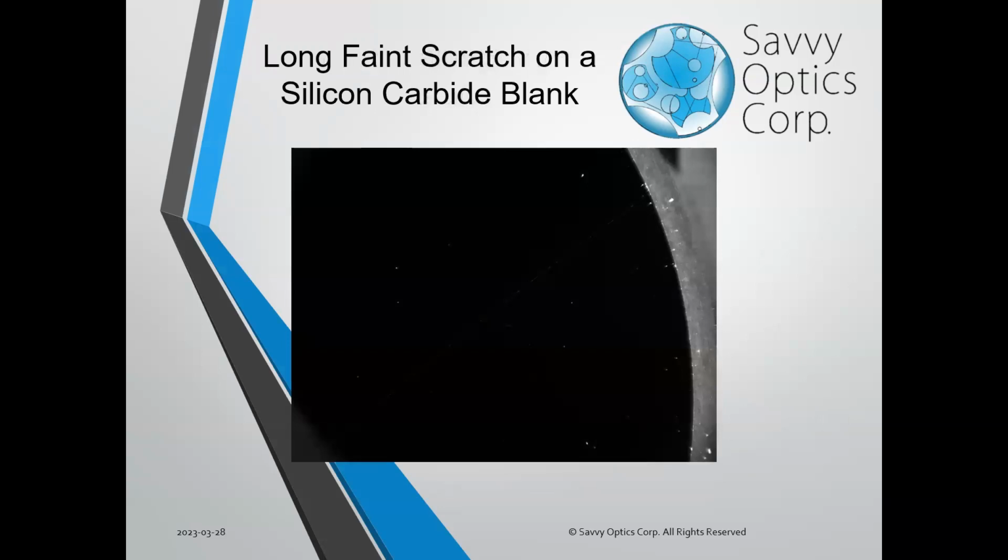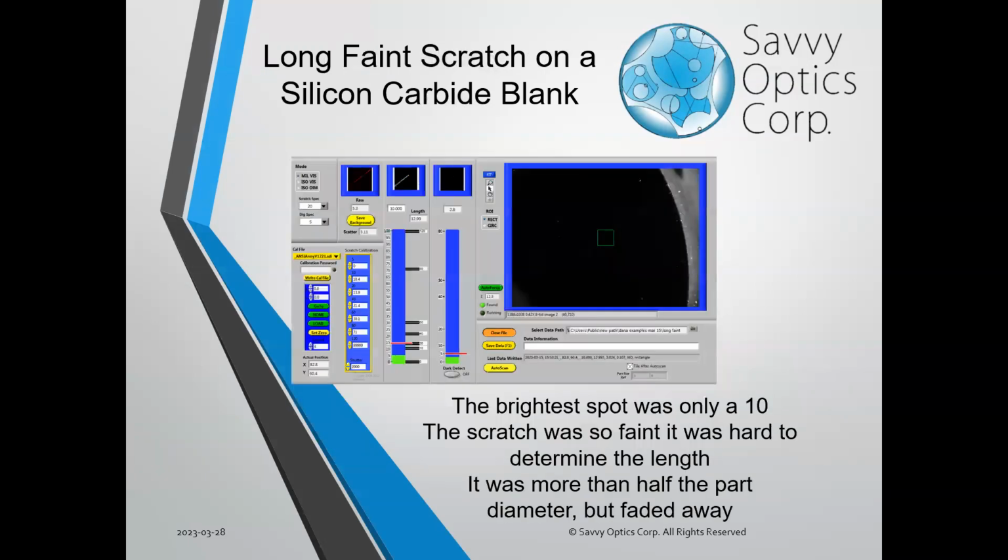This is a much more common type of scratch. It's a long, faint scratch, and these are pretty common, especially on harder glasses. This particular scratch is about a number 10, and the scratch covers about half of the part, so it's about a 13 millimeter long scratch. And because the scratch was so faint, it was really difficult to judge where the scratch ended. That was the most challenging part.